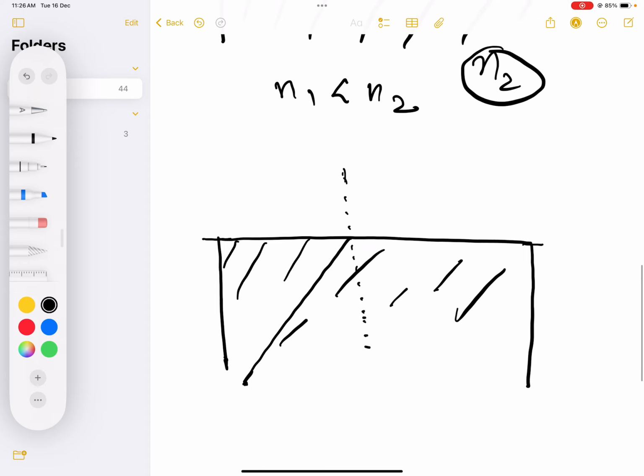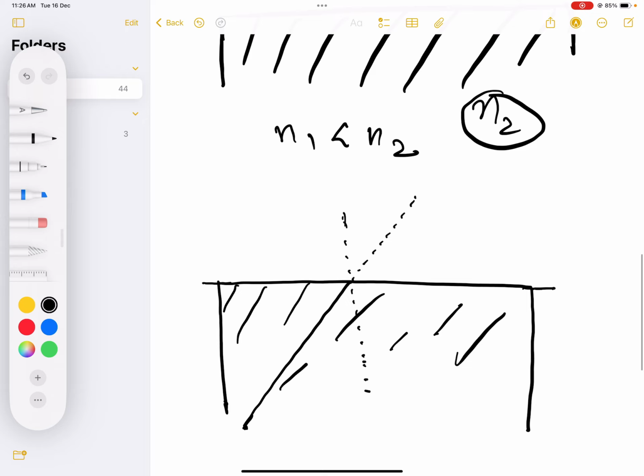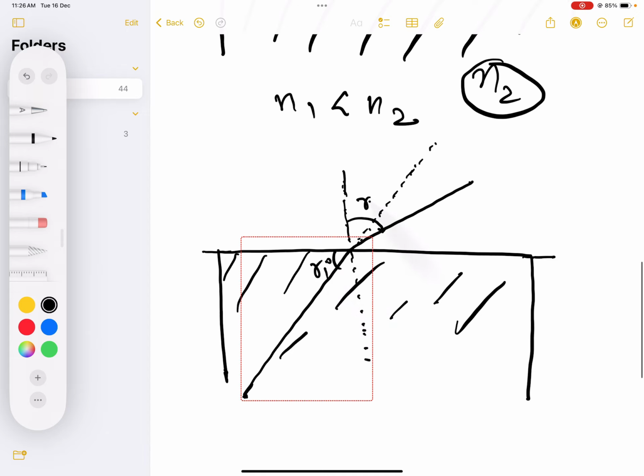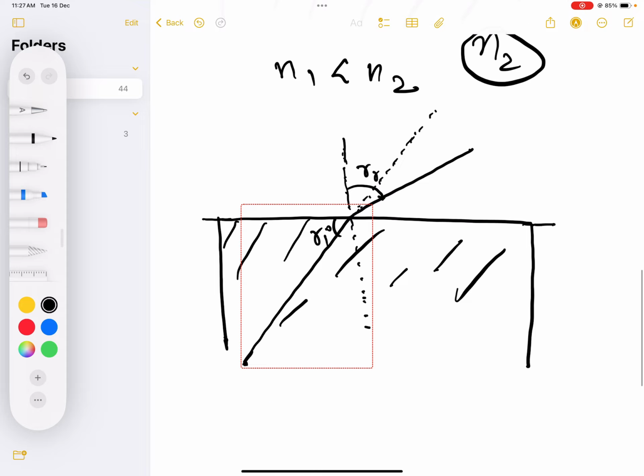As we all know, when a ray moves from an optically denser medium to a rarer medium, it tends to bend away from the normal. So this is our normal, and this was the basic path of the ray, and it would tend to move away from the normal. So this is the angle of incidence and this is the angle of refraction, right?